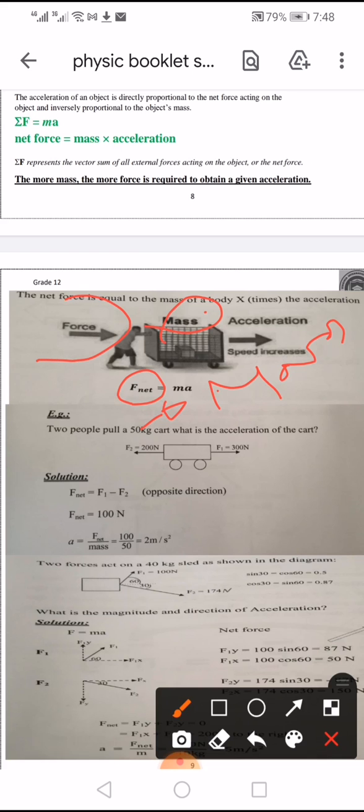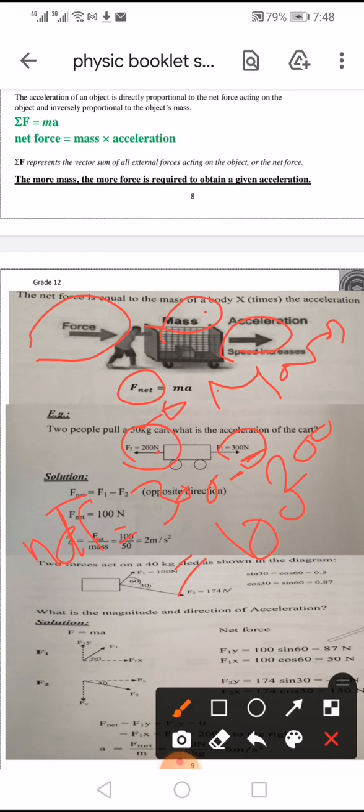The two forces that act on this cart are 200 and 300, but in opposite directions. So to get the net force, it equals 300 minus 200, as they are in opposite directions. So the net force equals 100, and we have the mass equal to 30 kilogram.